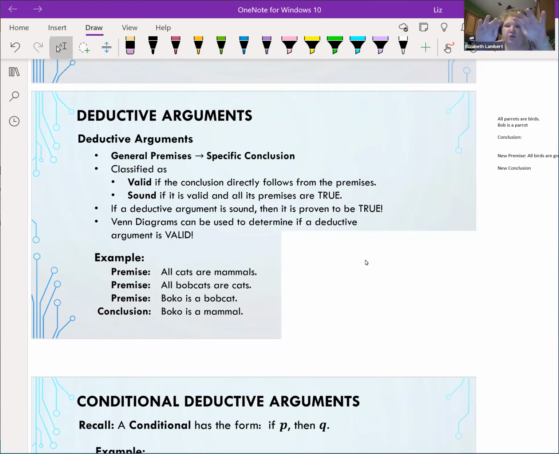A valid argument is one that logically follows. So the conclusion directly follows from the premises. Now, you could start with a ridiculous false premise, but if you assumed the premise was true, would the rest of the structure follow? Then it can be valid. Sound is all the premises were true and you had a valid argument, so it is also sound. So we can actually set up Venn diagrams to prove this. There it is, Venn.